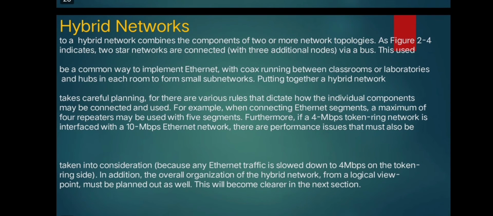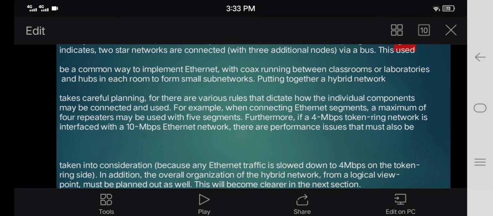Hybrid network. A hybrid network combines the components of two or more network topologies, as figure 2.4 indicates. Two star networks are connected with three additional nodes via a bus. This used to be a common way to implement Ethernet, with coax running between the classrooms or laboratories and hubs in each room to form small subnetworks.